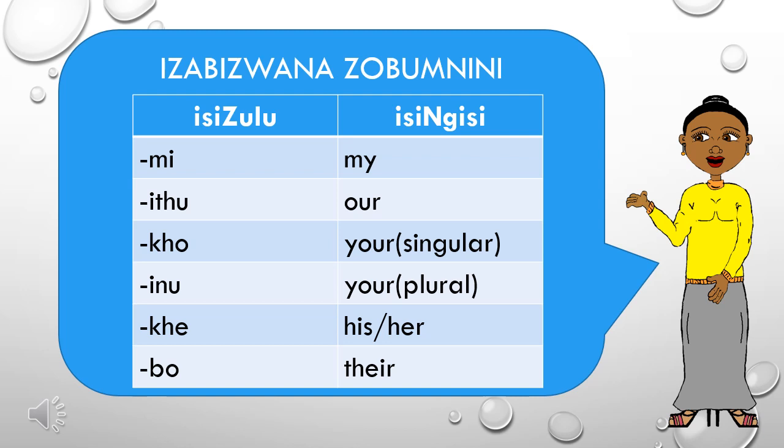The pronouns are called izabizwana zobumnini, possessive pronouns. Me is my, I to our, ko, your, in the singular, inu, your, as in all of yours, ke, his or hers, and bo is theirs.